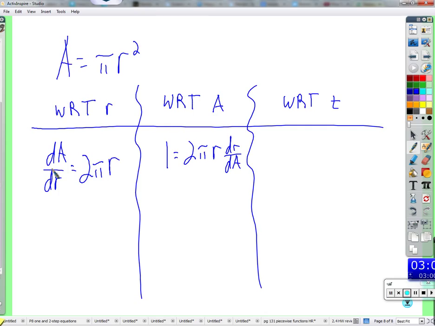Now with respect to t, that's with respect to a completely other variable, right? What's the derivative of A with respect to t?